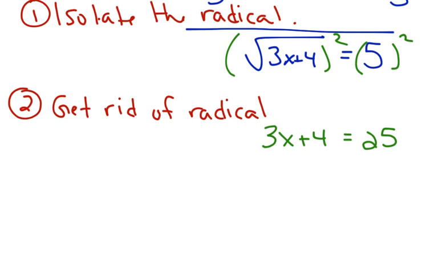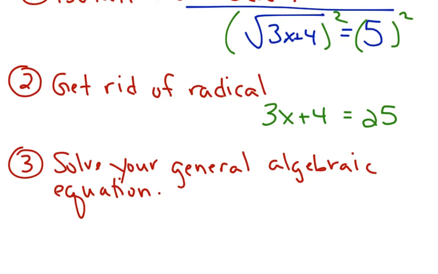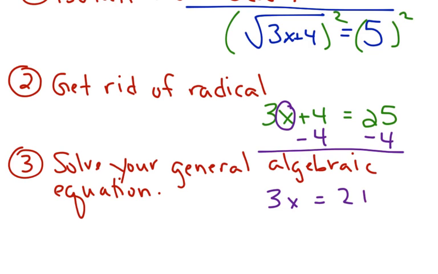Your last step in the process of solving is to solve the general algebraic equation that you're left with. I call it a general algebraic equation because you're left with a two-step equation. Remember, we're solving for x, so I have to get rid of stuff in a particular order. First I have to subtract this 4, because you always look for anything you can add or subtract from both sides. Then I can get rid of the 3. And I find out that x equals 7.